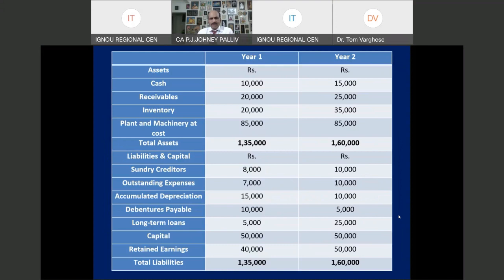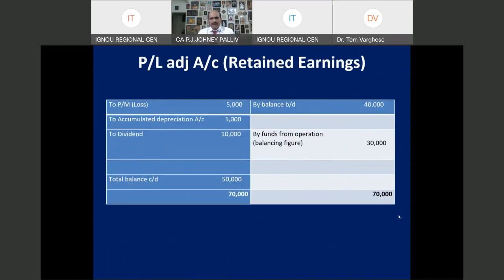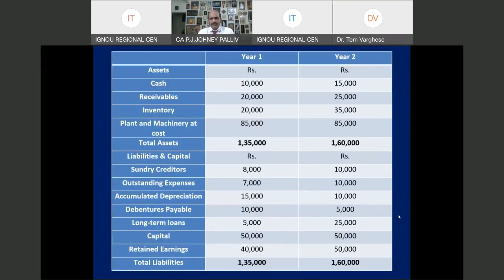Now, what is left is capital. Opening balance 50,000, closing balance 50,000, difference is zero. Therefore, there is no increase or decrease in capital. Now we have retained earnings. In the case of retained earnings, we will see the retained earnings account. You can see retained earnings account. We have balance brought down 40,000, balance carried down 50,000. From where you got 40,000 and 50,000? Go to the balance sheet. Retained earnings, opening balance 40,000, closing balance 50,000.